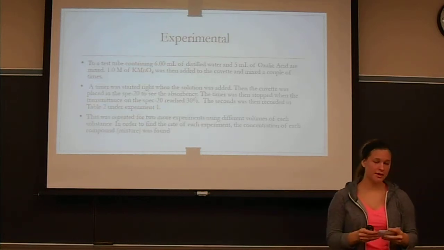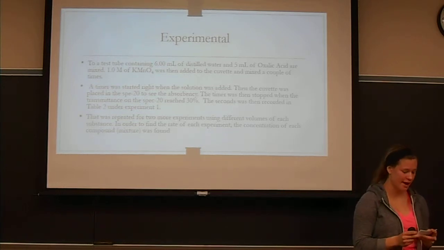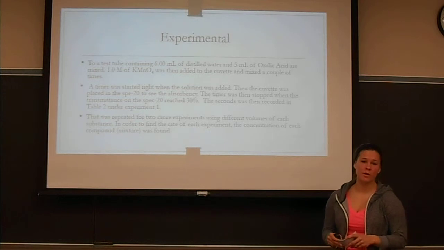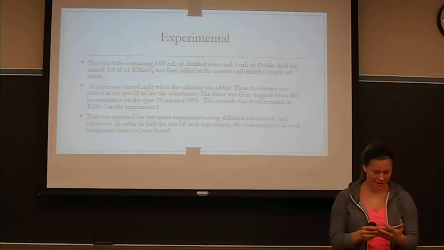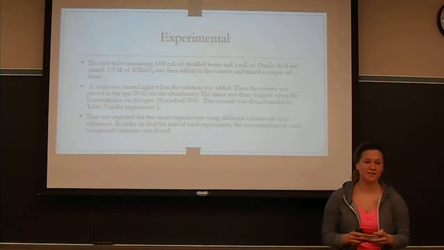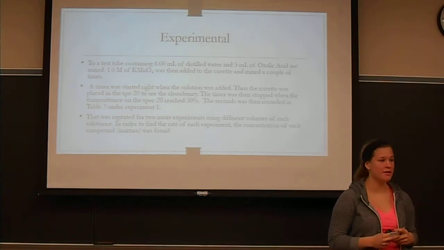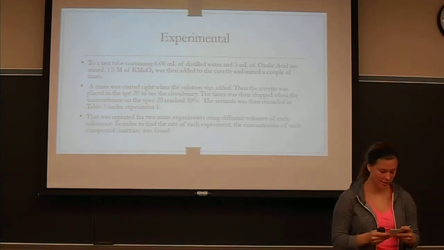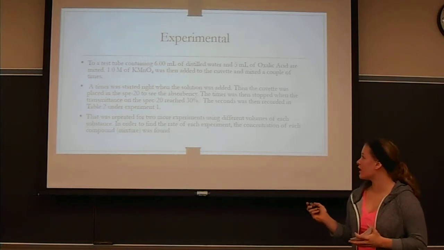What we did was, for the first trial, we took 6 milliliters of water and 5 milliliters of oxalic acid. We mixed that, and then 1 milliliter of KMnO4 was added. Right when that was added, we had to start the timer, and it was placed in the Spec 20 to see the absorbance. And we stopped the timer the second it hit 30% transmittance. This was repeated for all 3 trials.